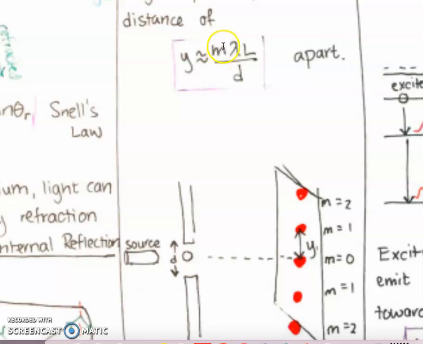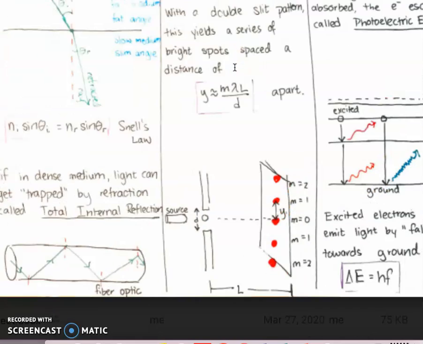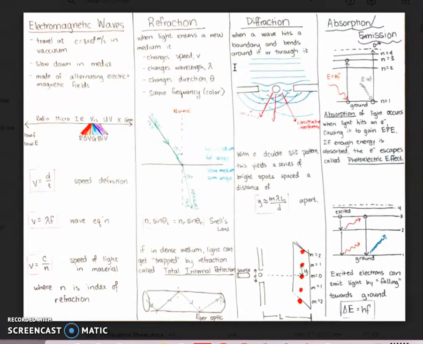Putting it all together, and we can approximate how far apart the lines are. Oh, and don't worry about this M here. M stands for order number. Since you're always going to be measuring the spacing between two lines, and they're equally spaced, you can assume for all your problems that M equals 1. Kind of nice.